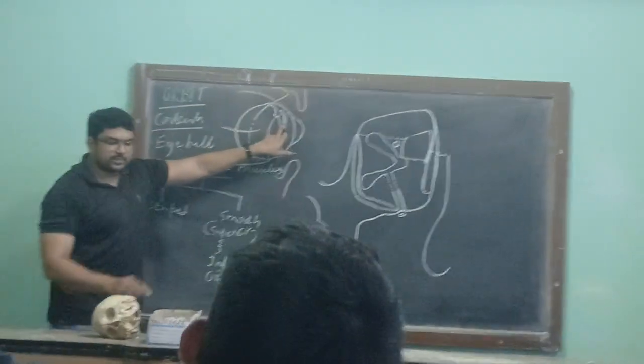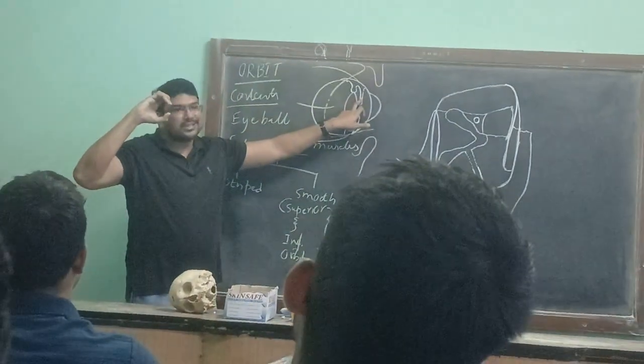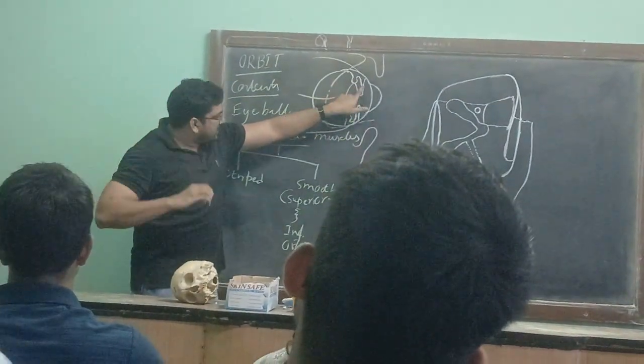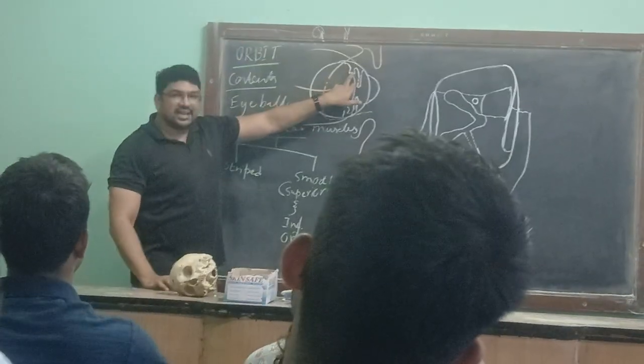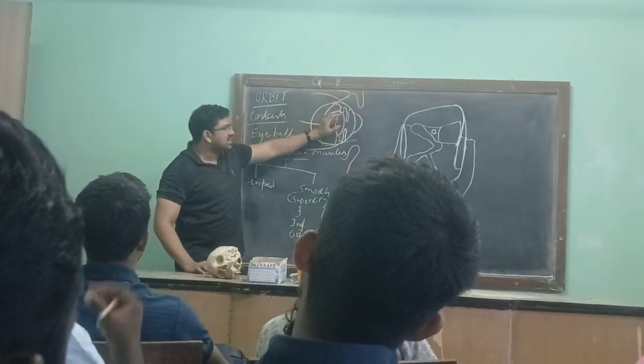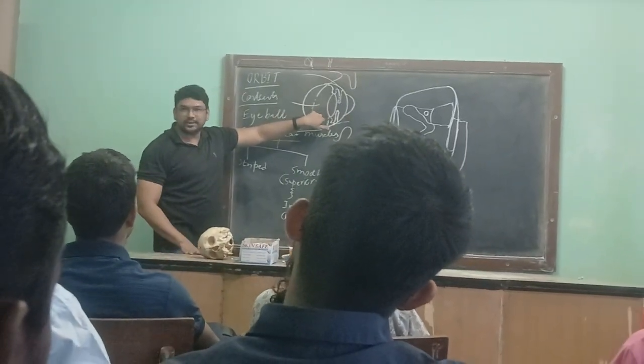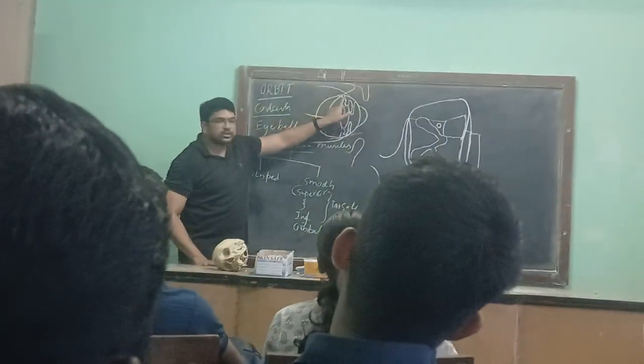Sphincter pupil means the constrictor of the iris. That sphincter pupil and the ciliary muscle, which changes the convexity of the lens, are situated within the eyeball. That means these are the intrinsic muscles. These are also smooth muscles.